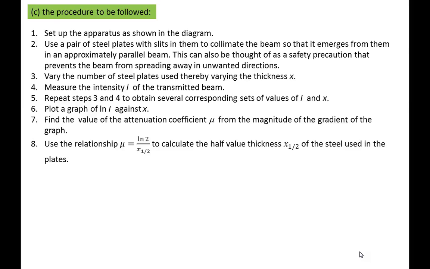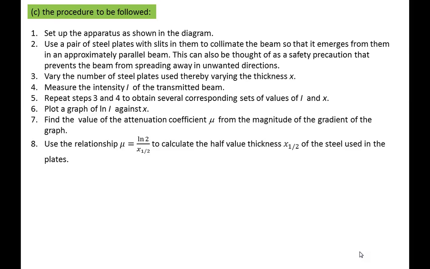Next, we vary the thickness by varying the number of steel plates. Of course, you measure the thickness. Then measure the intensity using the GM tube. This is the part I don't like because you're forced to split C and D, whereas it's more natural to just carry on. But we follow this format.